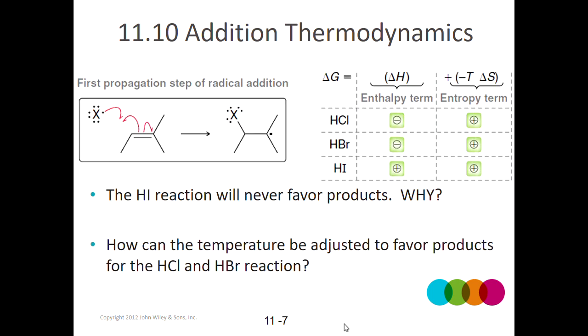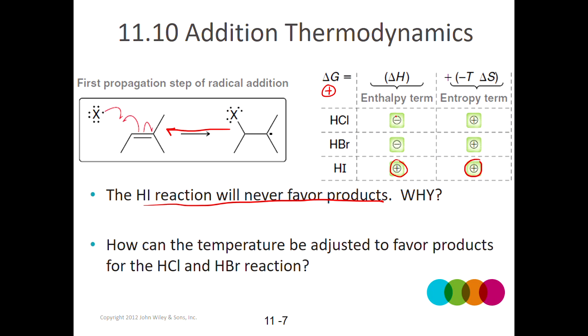So that's what we're saying here. HI will never favor the products because neither the enthalpy nor the entropy term favor the products. They both combine together no matter what I do with the temperature to give me a positive value for delta G, which means the reaction is going to produce more reactants than products when it reaches equilibrium, which is not what I want if I want to try to make the products.